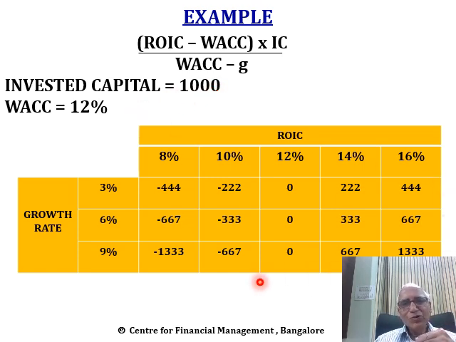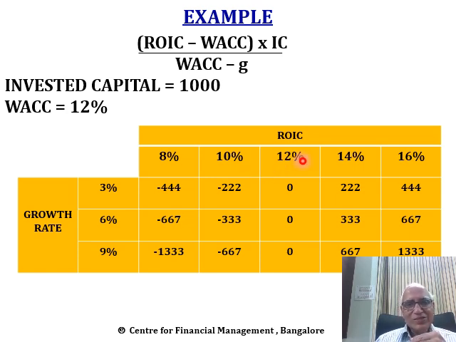This table shows how sensitive MVA is to variations in ROIC and growth rate. If ROIC is 12%, irrespective of what the growth rate is, MVA does not change at all, because as long as ROIC and weighted average cost of capital are the same, MVA is not responsive to variations in growth rate.